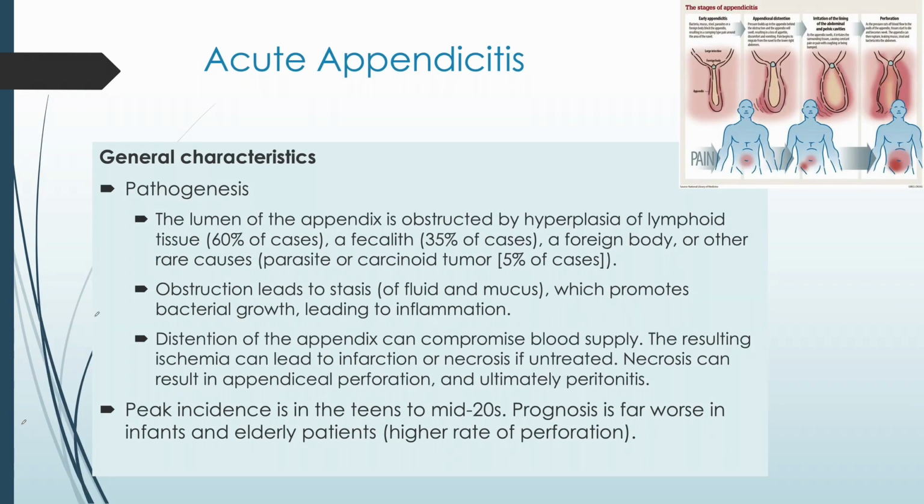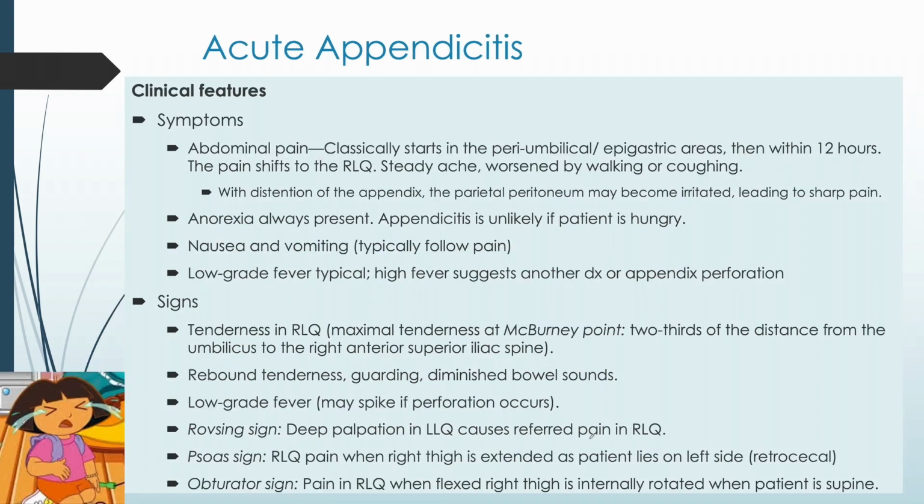We just talked about this. We said the lumen of the appendix tends to be obstructed, and that's how things start. Something obstructs it, then it becomes swollen and distended, and you get periappendiceal fat stranding and inflammation, and then eventually it can perforate. Like we said, teens to mid-20s. Prognosis is worse in infants and elderly patients. They have a higher rate of perforation.